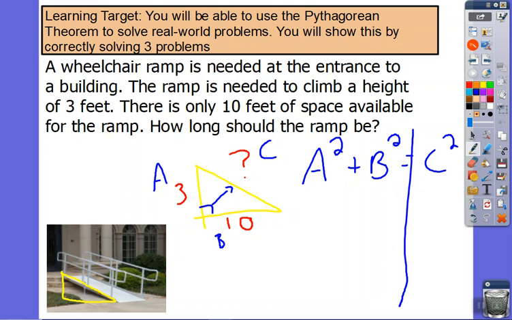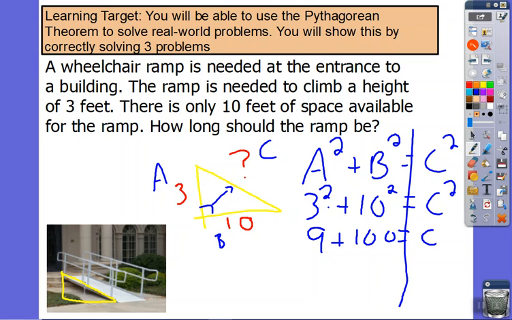We're going to plug in our numbers. So instead of A, I'm plugging in a 3. Instead of B, I'm plugging in a 10. Our next step is to do those. That's 3 times 3 and 10 times 10. They are on the same side with a plus sign, so I'm going to go ahead and add them.